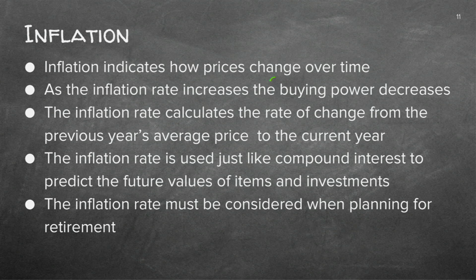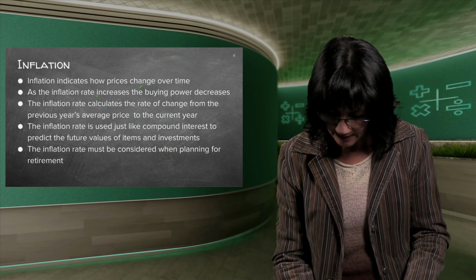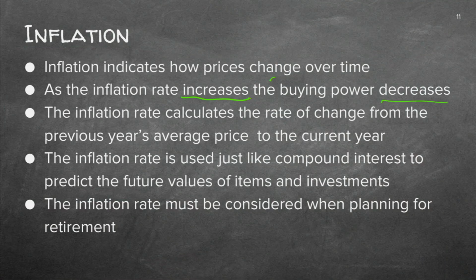But remember, and one thing that is very important, the inflation rate is worked out on the previous year's money. So it's always a compound formula. It's not just one single simple calculation that you work out and it's going to stay the same forever. It changes every year because you work inflation out on the previous year. So if you read, as the inflation rate increases, the buying power decreases, because the higher the inflation rate is, the less stuff you can buy next year with the same amount of money that you've got now. The inflation rate calculates the rate of change from the previous year's average price.